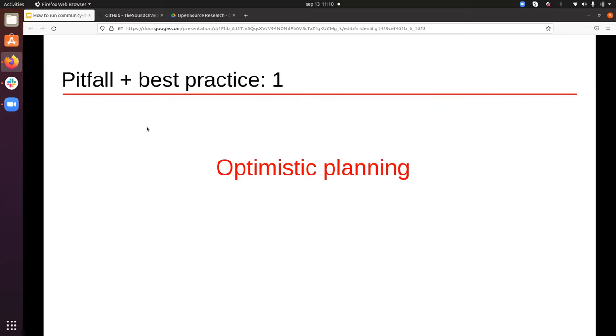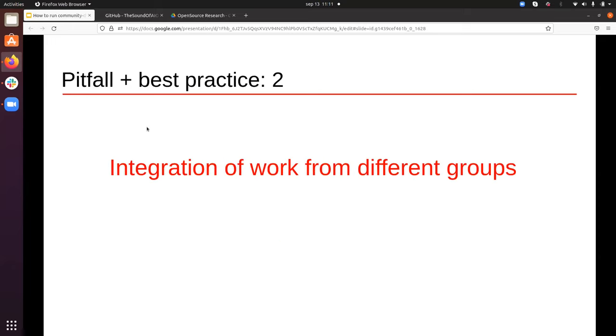So, some pitfalls and possible best practices to address them. We were super optimistic when we were planning. We thought, well, it's going to take us probably 6 to 8 months. Well, no, it took us 1.5 years. So generally, you are super optimistic when you plan stuff. So try to use 3 times the initial planned time. This is a good rule of thumb.